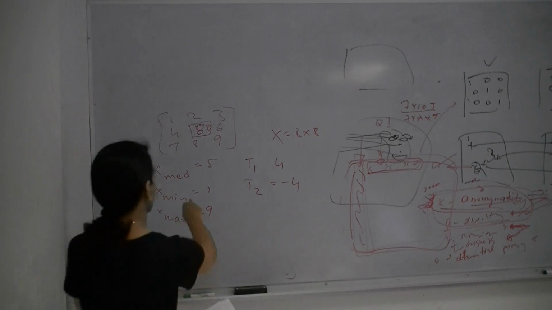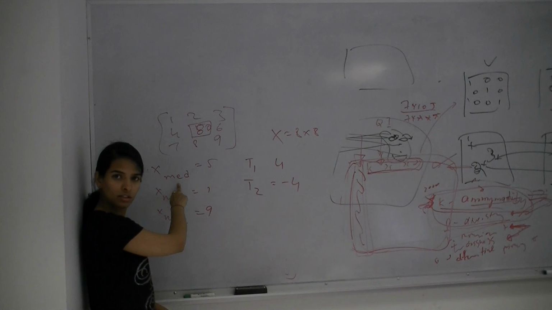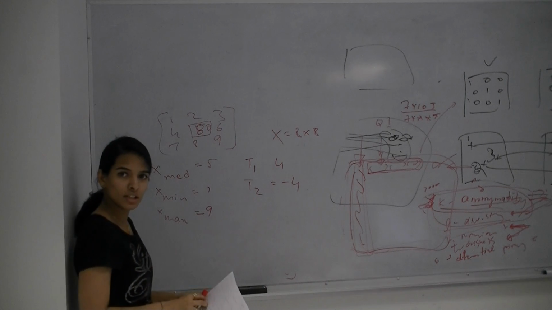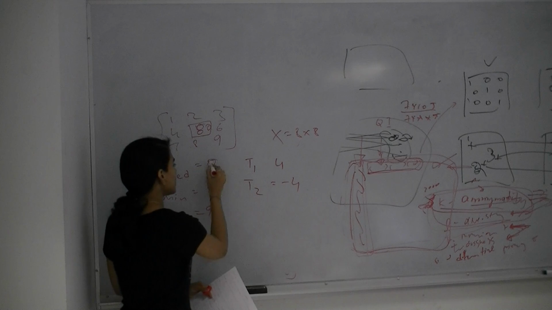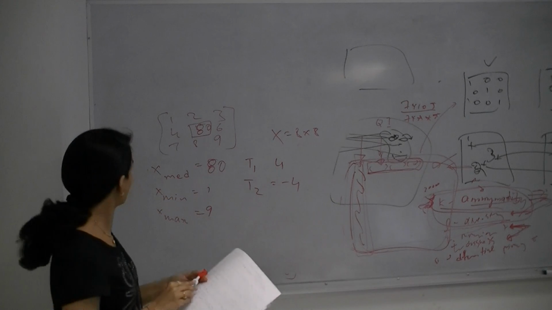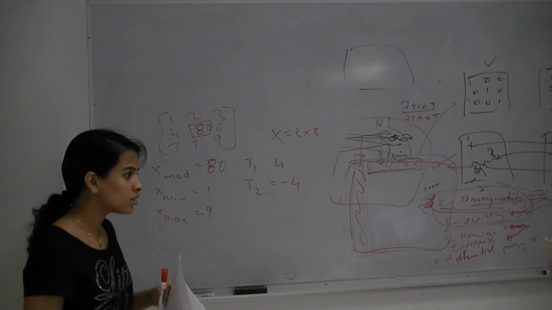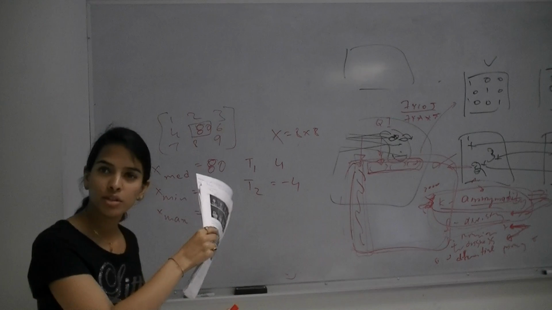Median is this value, I said. X median. Now if you draw the 80 as a middle, then the median will be 80. No, the median is not 80. That's not the definition of median. It's the center of the center, the pixel.